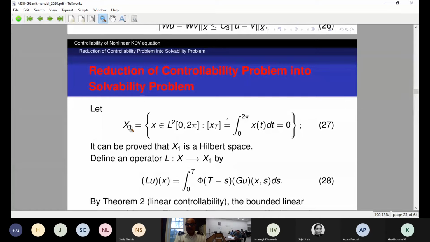Here I have defined one space X1, which is equal to the collection of all x in L2 such that the integral part of x(t), that is the integration from 0 to 2π of x(t) dt, equals 0. And I said that this X1 is a Hilbert space. I just wrote this in the paper, and you won't believe it, when I got the referee comments, one of the referees asked me to prove this. I thought it was very easy to prove, but when I tried, it took more than 8 to 10 days for me just to prove that X1 is a Hilbert space. Yes, guys, sometimes things look really simple, but if you start working on it, you will realize that things are not always that easy.